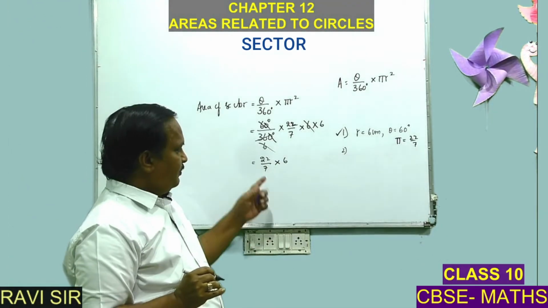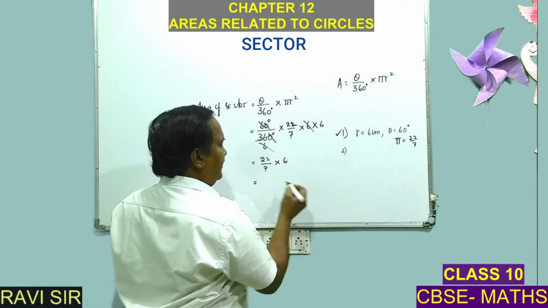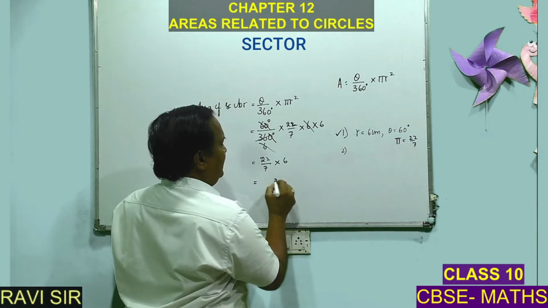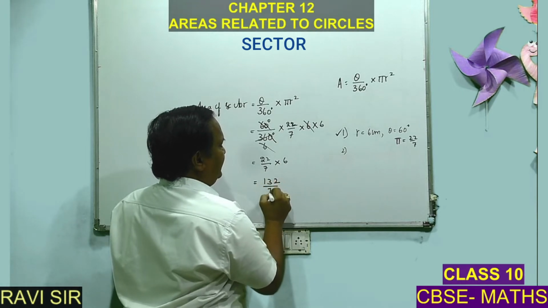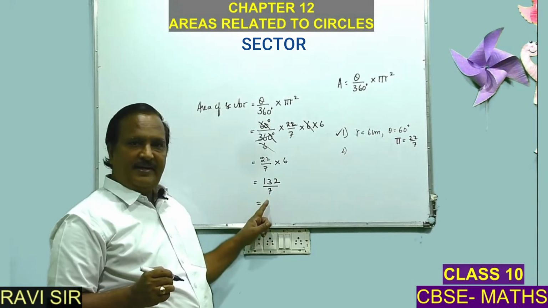Okay. So, by 7, definitely you will be getting some non-terminating, non-repeating decimal. 6 2s are 12, 132 by 7. So, we are using 22 by 7. You will be getting like this.